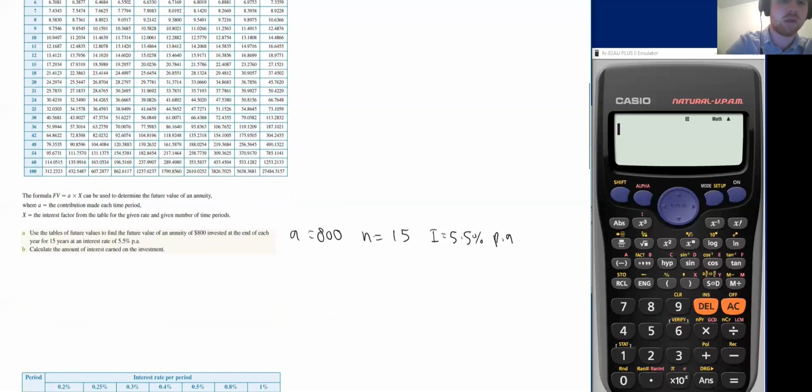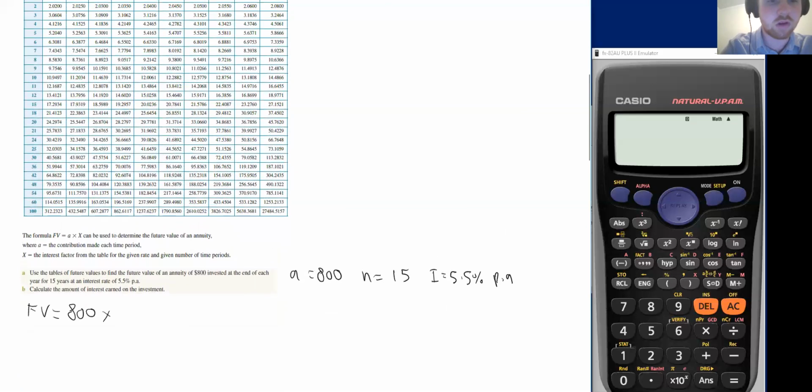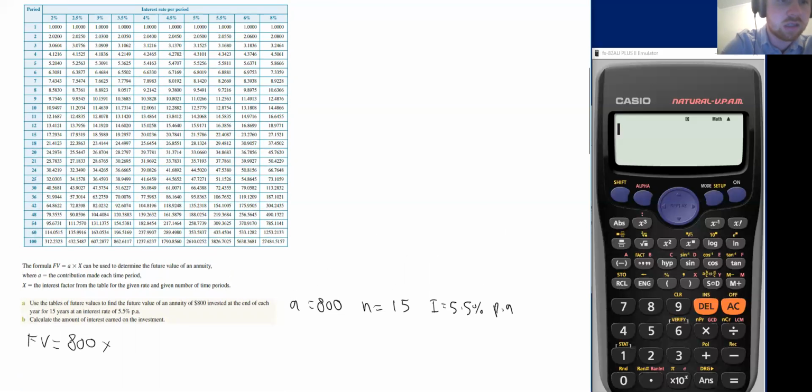So we're going to use our formula, future value equals 800, because that's our value that we're making each time period. And then we've got to find, so it's 15 years in this row, and it's going to be 5.5 per annum. So we go down, and here is our value here. So it's in the 15 periods at 5.5% per annum. So our interest factor is going to be 22.4087.